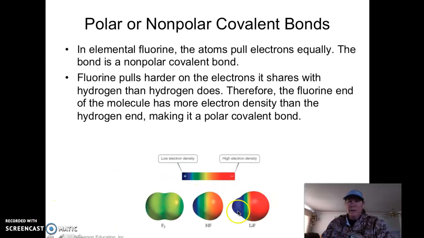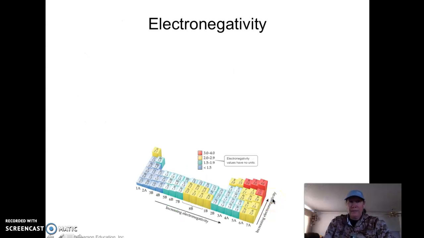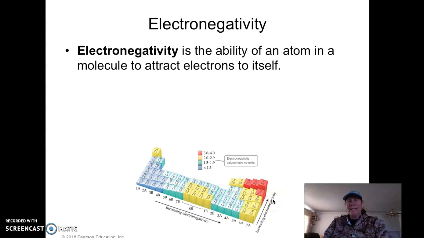But again, here are our bonds. We have nonpolar, sharing equally; polar, not so much sharing equally, with a positive end and a negative end; and then we have an ionic bond, where you have a positive cation and a negative anion. So how can you figure that out? Well, it's easy to figure out an ionic bond because it's a metal and a nonmetal. The farther they are from each other in the periodic table, the more likely it's ionic.